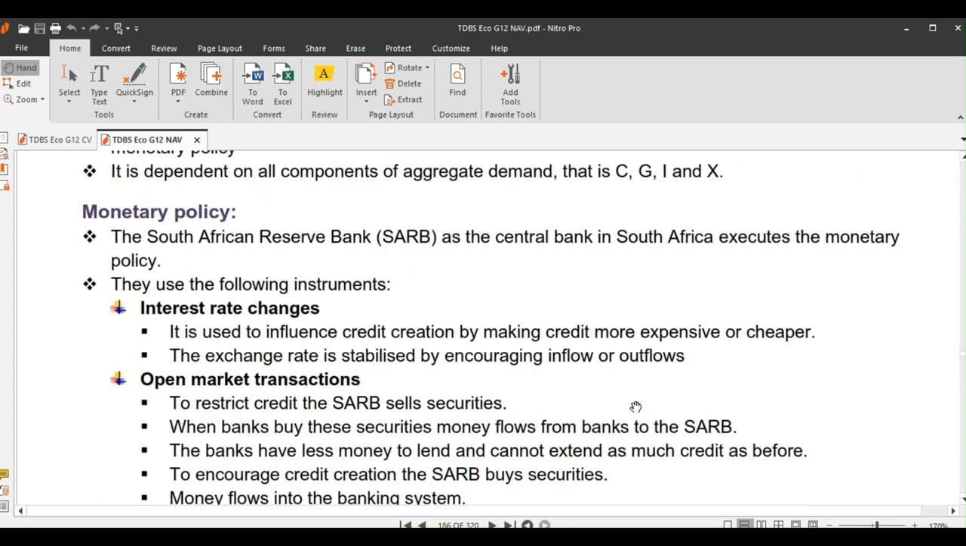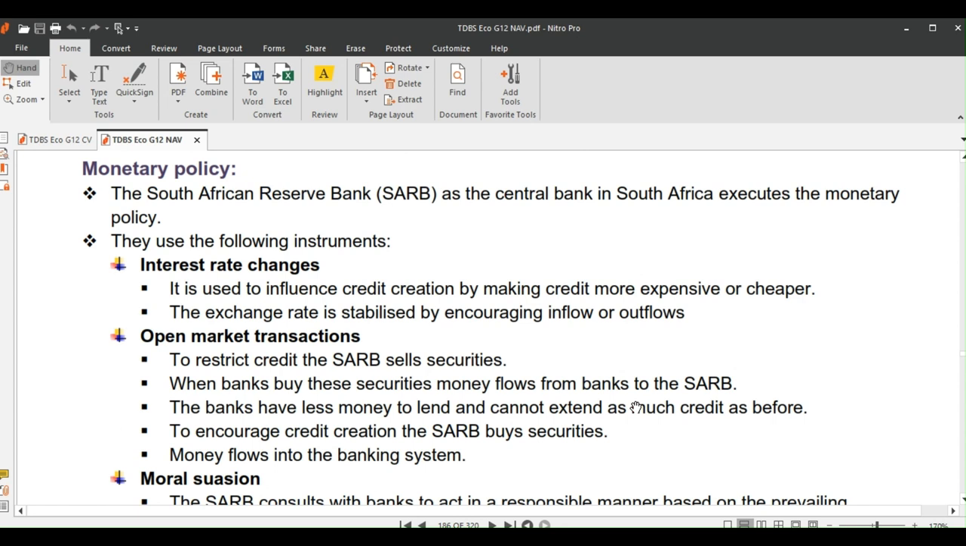Now let's go deeper with the two policies. I'll start with the monetary policy. How do you think the Reserve Bank can stimulate demand? Can the Reserve Bank influence you to buy something? Well, let's find out. The South African Reserve Bank, better known as the SARB, as the central bank in South Africa executes the monetary policy. They use the following instruments: interest rates, open market transactions, and moral suasion.